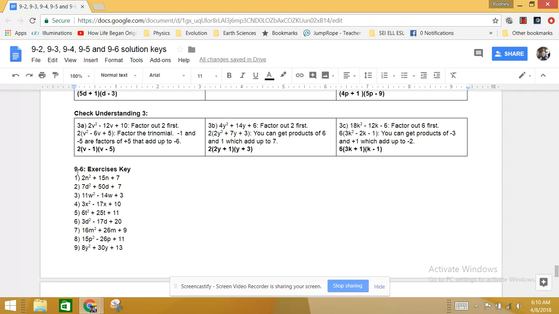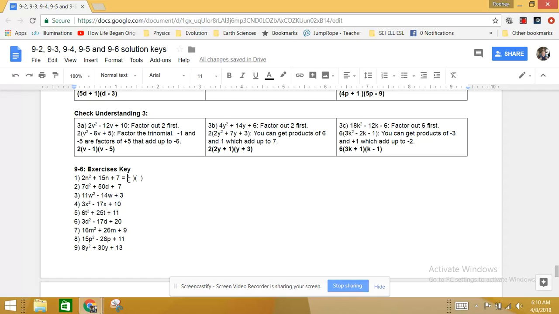What I know is that I'm going to be factoring it into something like this, and I know I'm going to have lead coefficients of each of these binomials that are going to multiply to make 2n. I also know I'm going to have n coefficients of each of these binomials that multiply to be 5. My inside product and my outside product are going to add up to 15n.